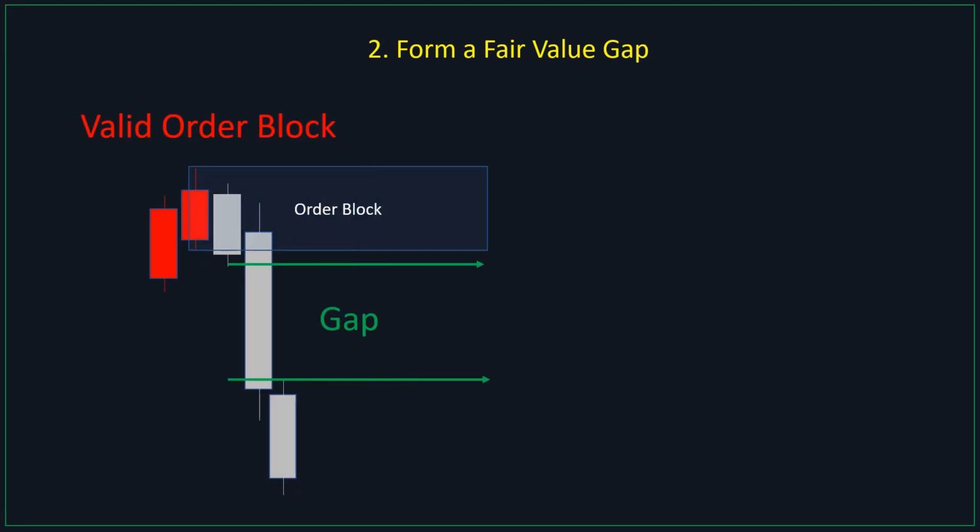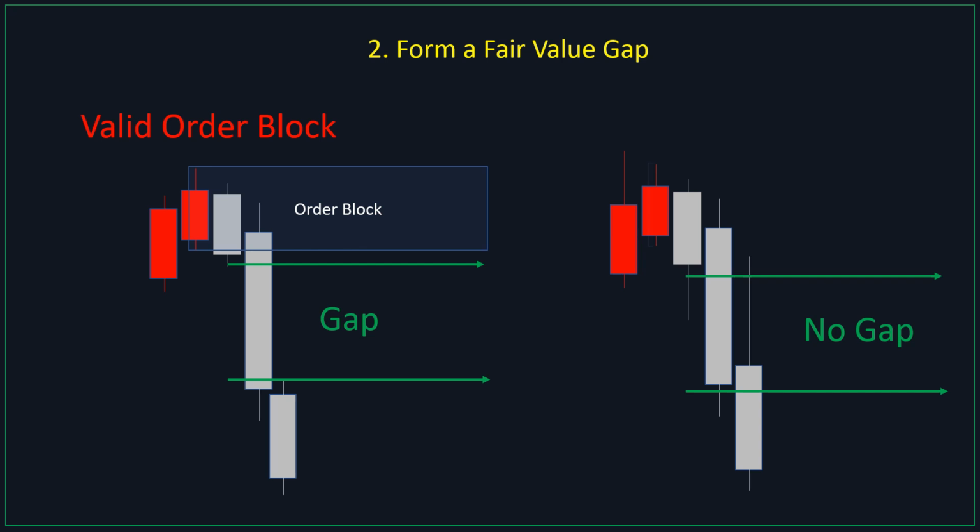Let's move on. So number 2, the price must create an imbalance and form a fair value gap. And we can clearly see on this example right here that this is our valid order block. So when we're looking on the right side here, we notice this red candle right here as the last bullish candle before the start of a bearish movement.